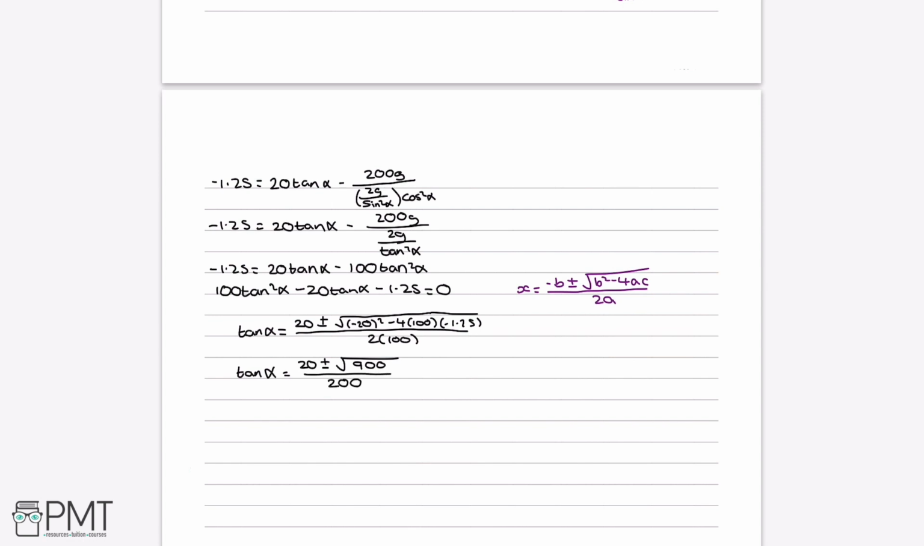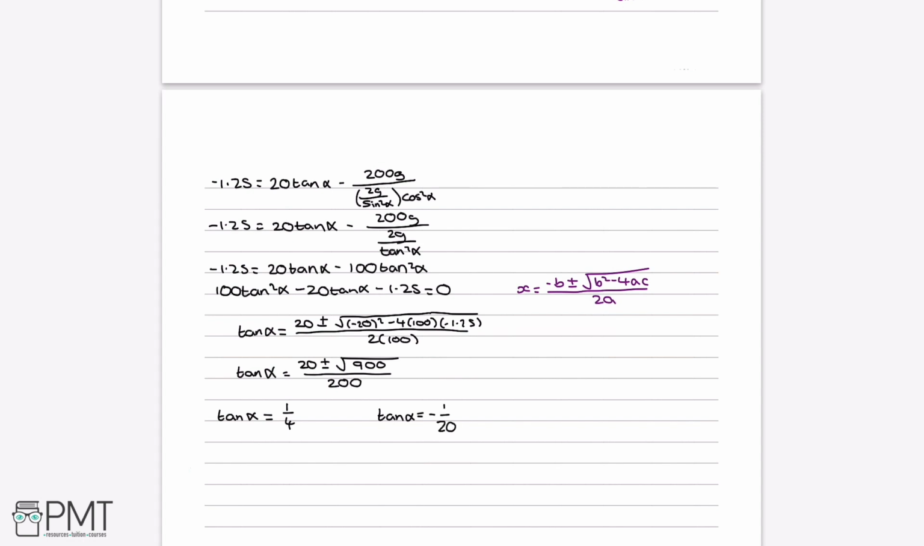And we can see that we're going to end up with two different values of tan alpha because we have plus or minus involved. So first of all, if we do 20 plus the square root of 900 divided by 200, we're left with tan alpha being equal to 1 over 4. And if we do tan alpha is equal to 20 minus the square root of 900 over 200, we're left with tan alpha being equal to minus 1 over 20.